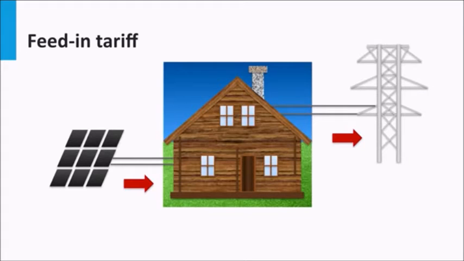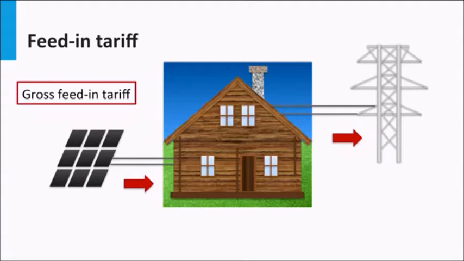At the consumer level, feed-in tariff is the rate at which a consumer is paid for the electricity that the grid-connected PV system contributes to the local grid. There could be two kinds of feed-in tariffs, gross and net. Gross feed-in tariffs are paid for all the electricity the panels produce, irrespective of the domestic electricity consumption of the consumers.